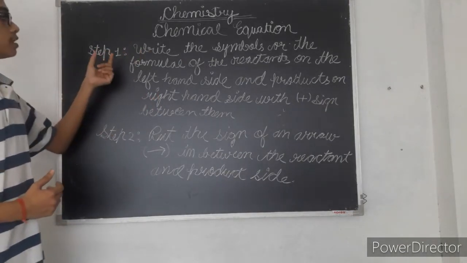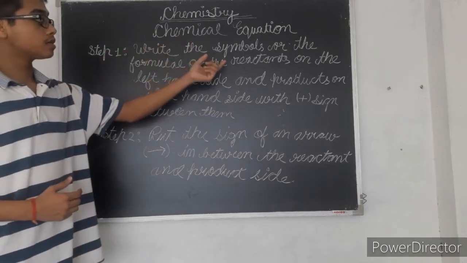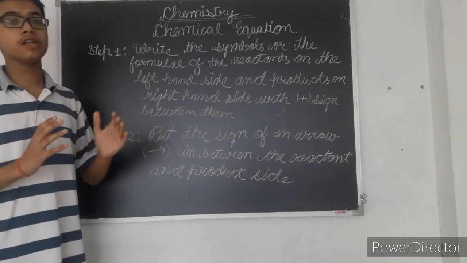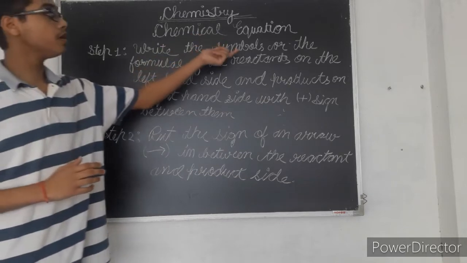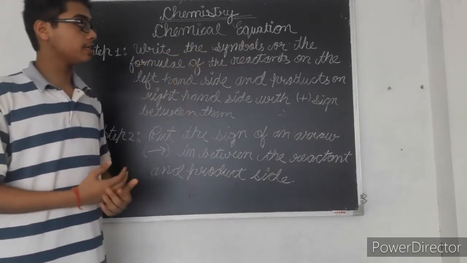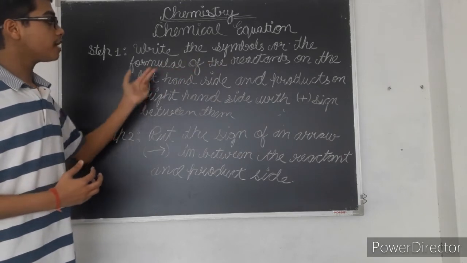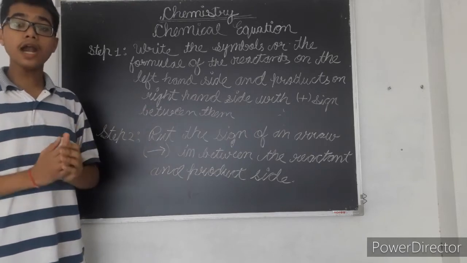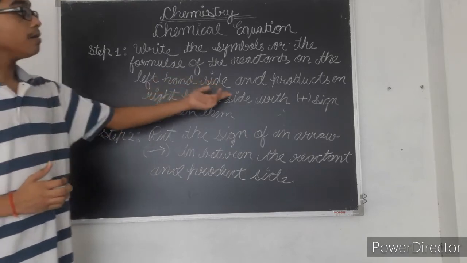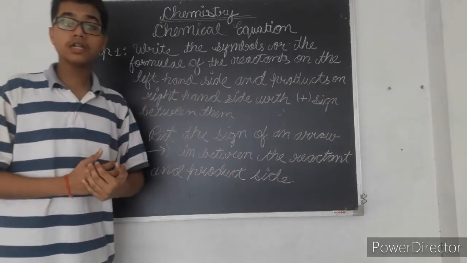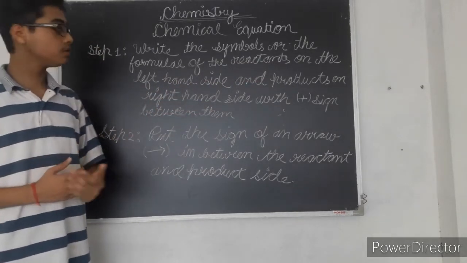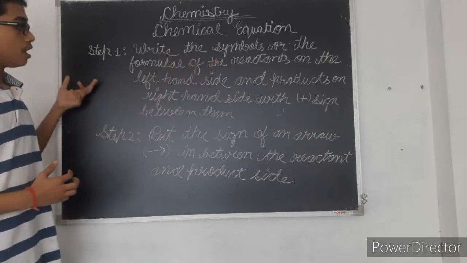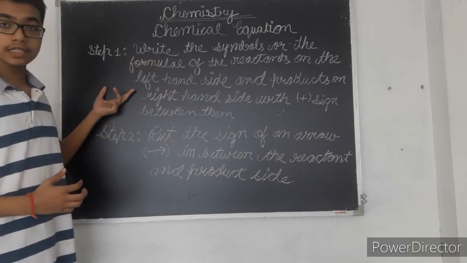So first step is to write the symbols or the formula. I have told you that chemical equation is the symbolic representation. So we will write the symbol or the formula of the reactants on the left hand side. What are reactants? Reactants are the substances which are taking part in the chemical reaction. And products on the right hand side. Products are the substances which are formed after the reaction.